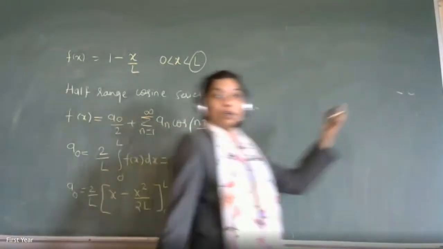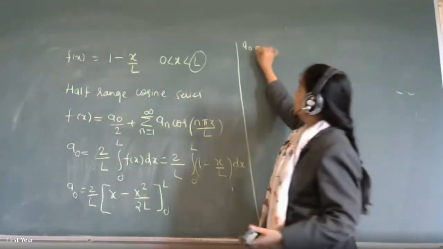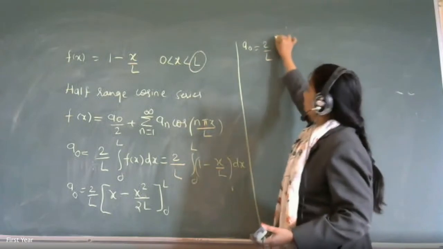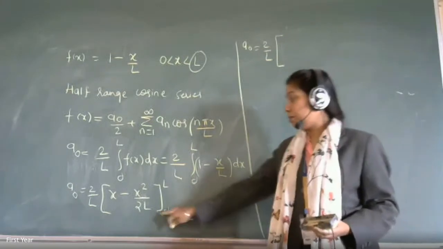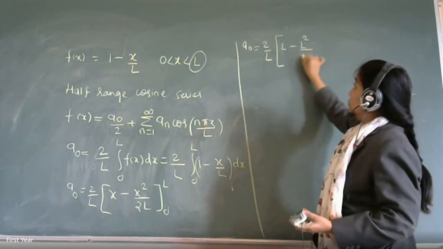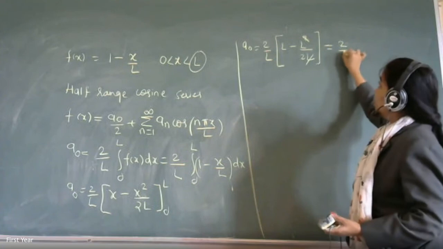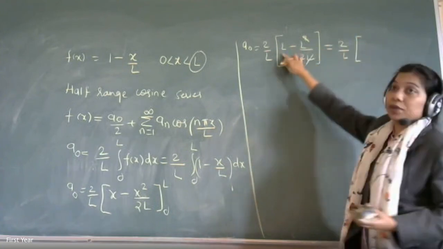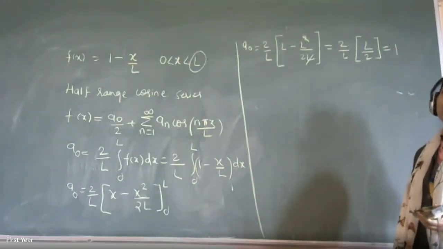So what is a naught? A naught will become 2 by L. When we put the lower limit, what will be the answer? 0. X is 0, here also it is 0. So upper limit you get L minus L square by 2L. So one L is getting cancelled. And we are getting the value as 2 by L times L minus L by 2. L minus L by 2 is L by 2, and that's why your answer is 1. So a naught is 1. Clear? Okay.